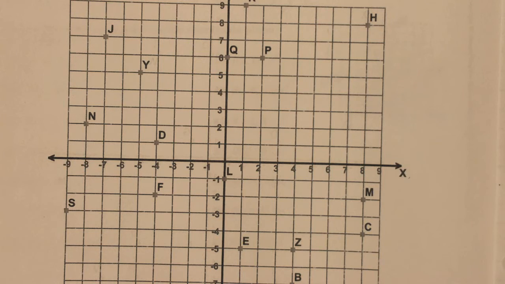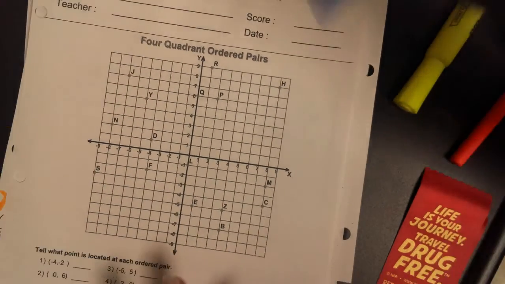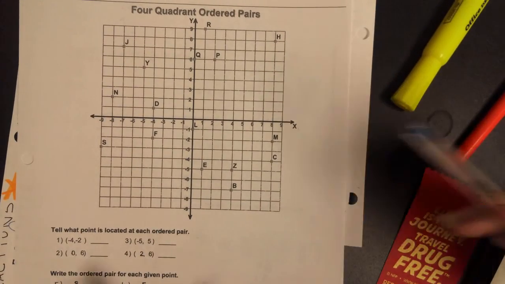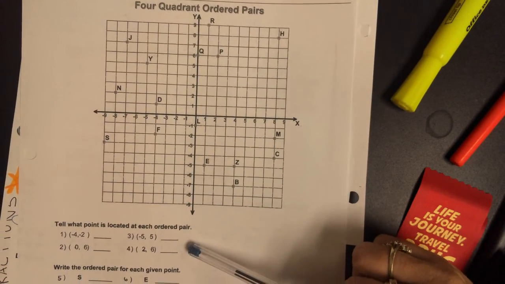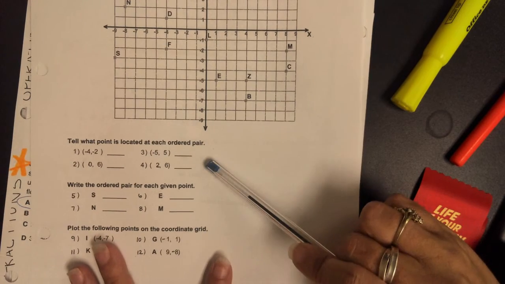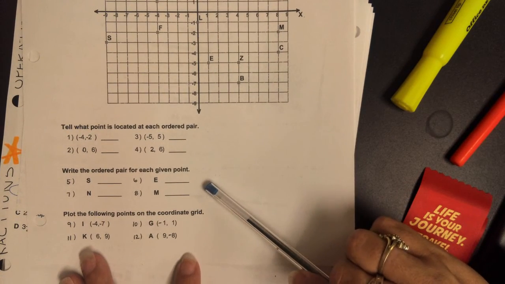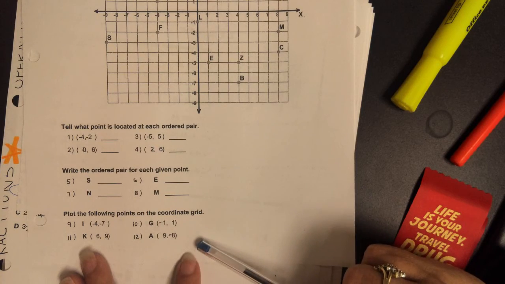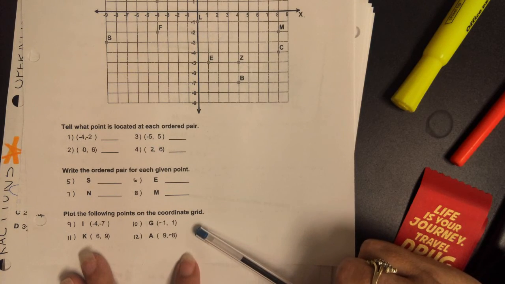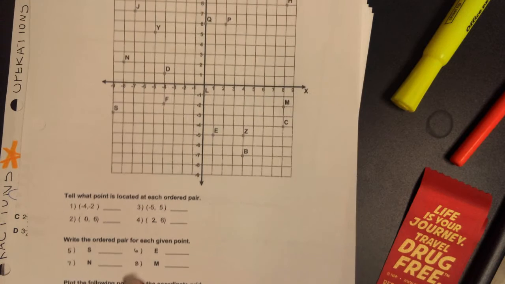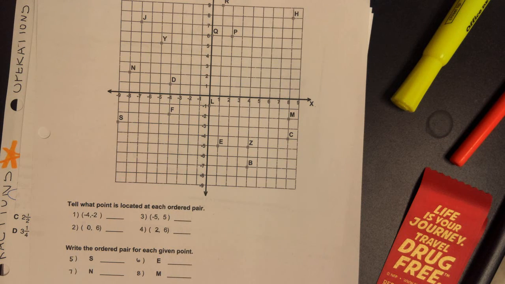Okay, so all it is, this is the checkpoint, what I will be doing in class. The kids will do this checkpoint. It's got 3 sections down here. You're going to tell me where the point is, write the ordered pair, and then the last one is plot the point. Once they are done with this, they're going to grab a homework sheet.